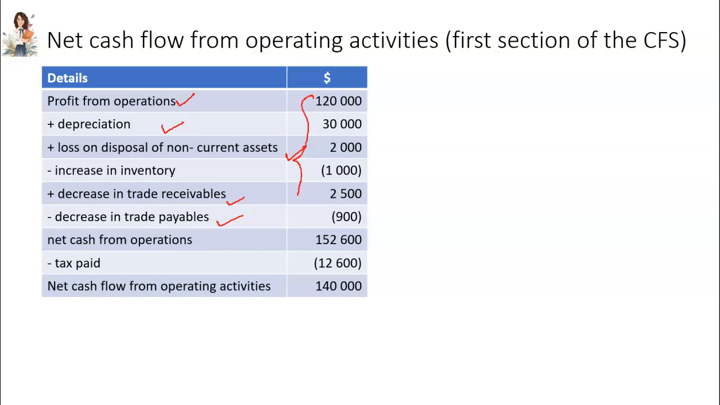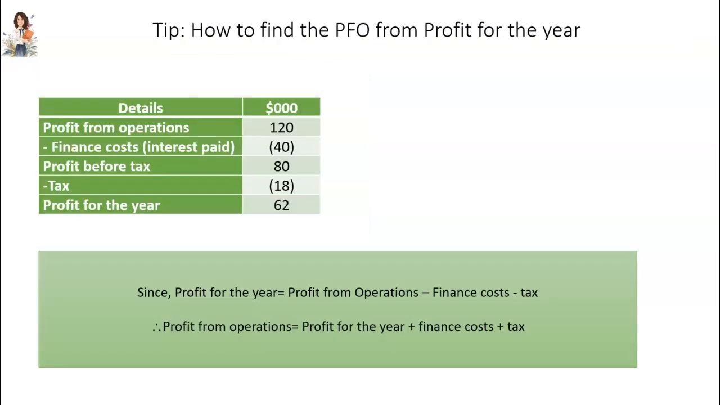Once we have added all these figures, we will get the net cash from operations. From this, we will subtract our interest paid and our tax paid. But here in this case, we don't have any interest paid, so we will just subtract the tax paid, 12,600. And now we are left with the net cash flow from operating activities, $140,000.